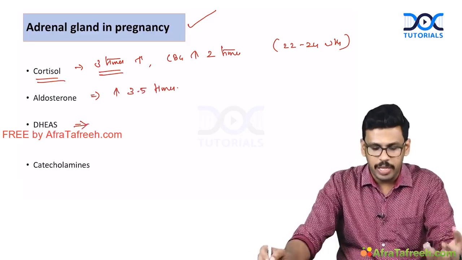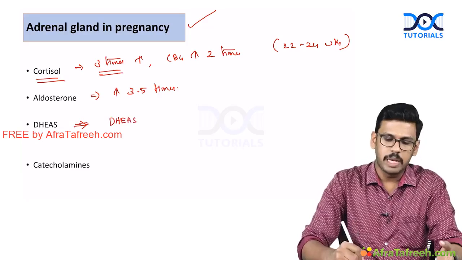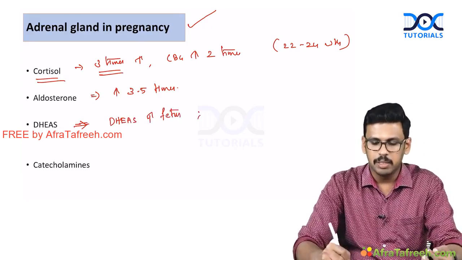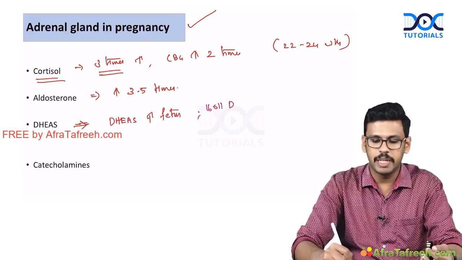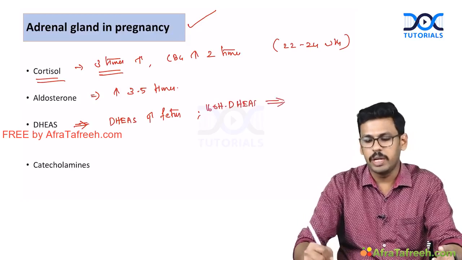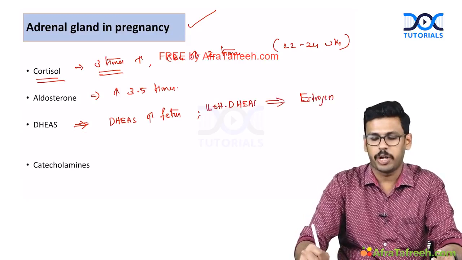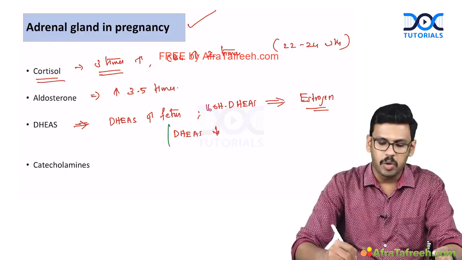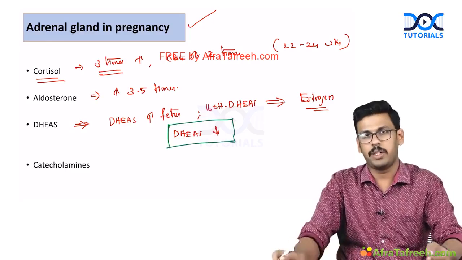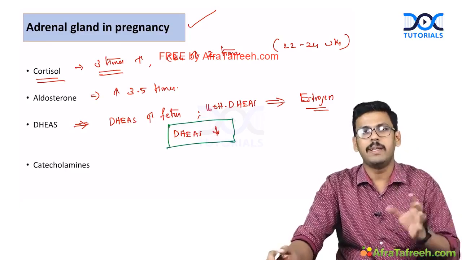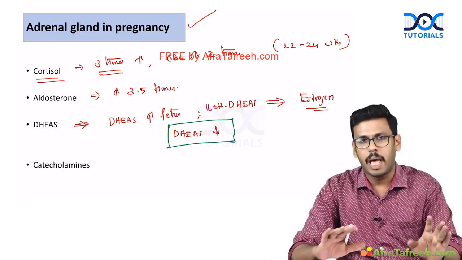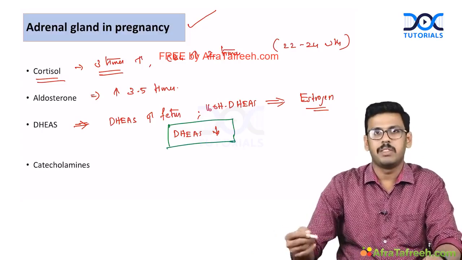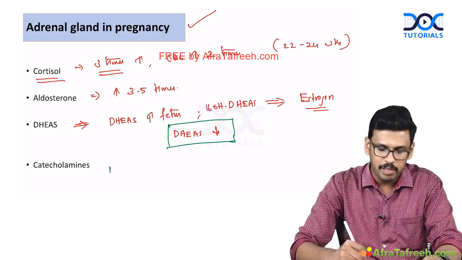About DHEAs, actually the DHEAs production is increased in the fetus, but in the mother, this DHEAs is converted into 16 hydroxy DHEAs and is channeled to estrogen synthesis, estrogen production. So the DHEAs levels actually are low compared to pre-pregnant levels. It is not because their production is reduced, their production is actually increased, but there is increased utilization for production of estrogen. So the ambient levels of DHEAs will be reduced compared to the pre-pregnant levels. And catecholamine levels, the metanephrine as well as the adrenaline, noradrenaline levels remain normal.